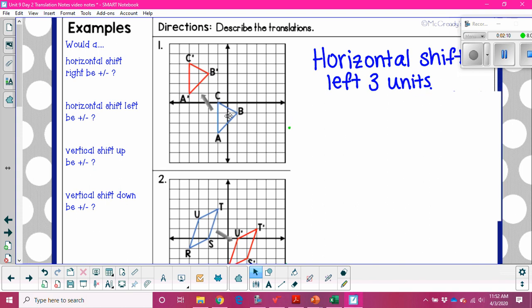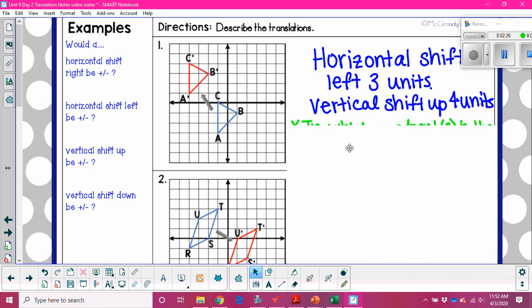So we took ABC, or look at point C here. We went over 1, 2, 3 to the left, and then we went up 1, 2, 3, 4. So there was also a vertical shift up 4 units.